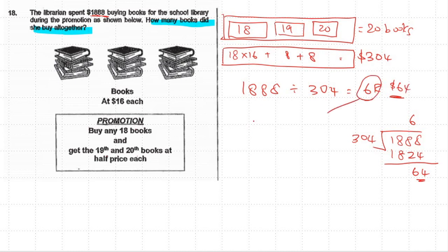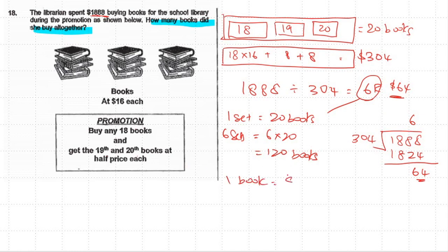How many books are there in 6 sets? In one set I know there are 20 books. So for 6 sets, I'll have 6 times 20, which is 120 books. But the story doesn't end here, because I have a remainder of $64. I know that one book will actually cost $16. With $64, how many books can I buy? 64 divided by 16 will nicely give me 4 books.